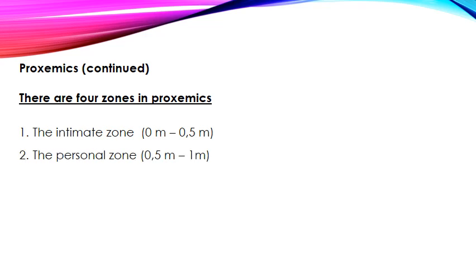Then we have the personal zone. This is where we allow people who are close to us, but not our significant others and not our children. So you are quite comfortable sitting next to your brother or your sister with a distance of about 50 centimeters, or half a meter, up to a meter between you. That's a good distance. If you have to sit next to your friend outside or on campus, that's a good distance between you and this person you're comfortable with.